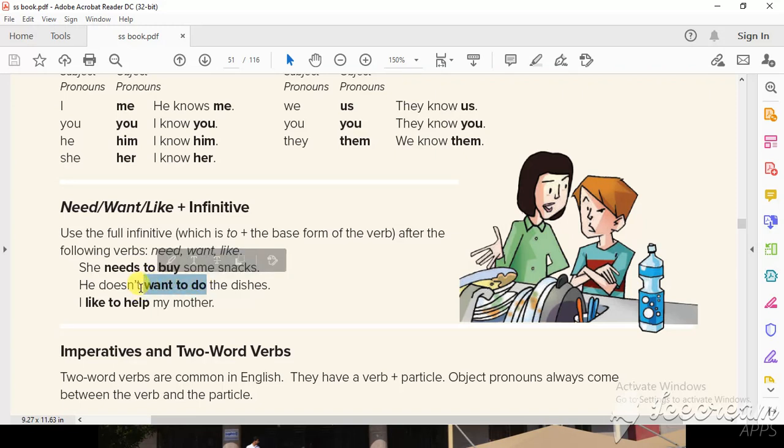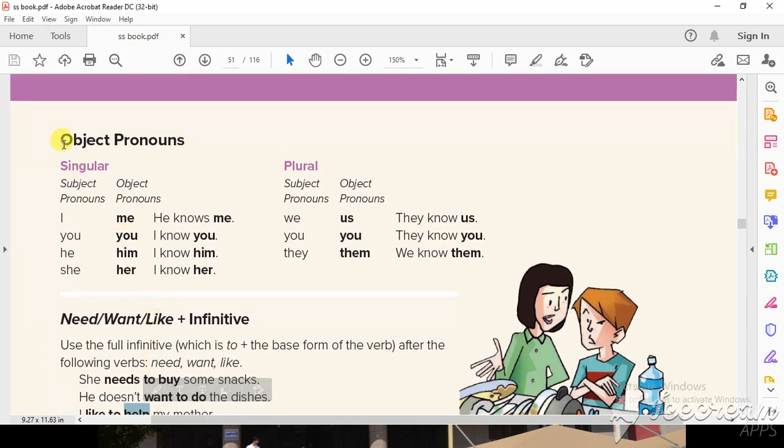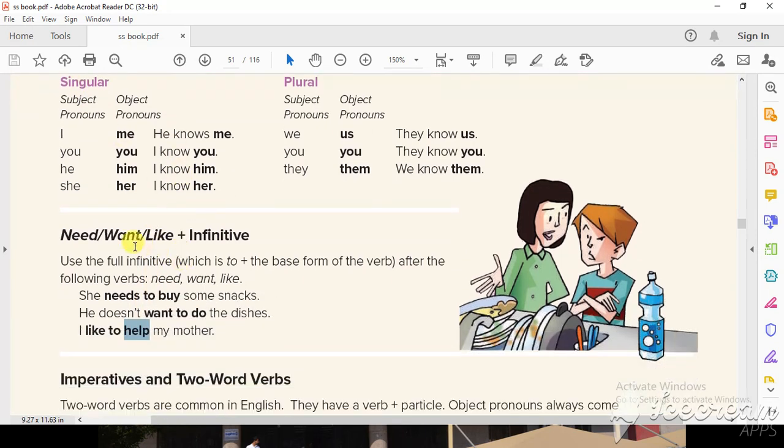The third example, I like to help my mother. Like here, followed by to plus a full infinitive, which is help. Right. Okay. So, the first one, object pronouns. The second one, need, want, like, plus an infinitive.